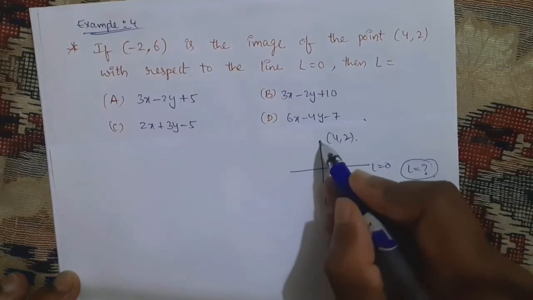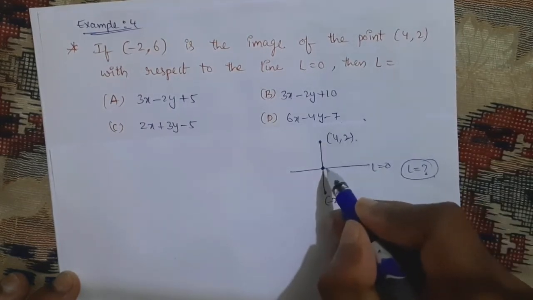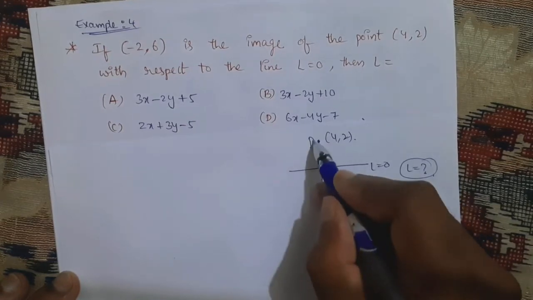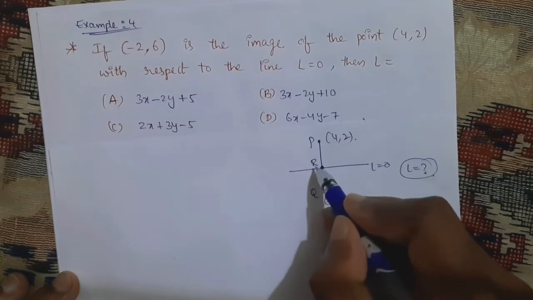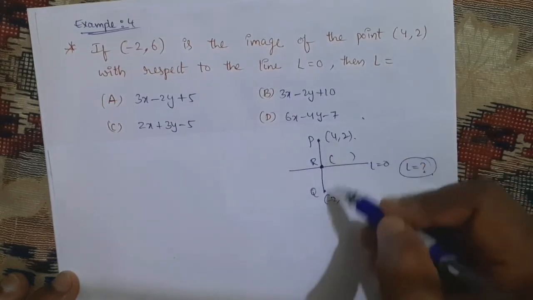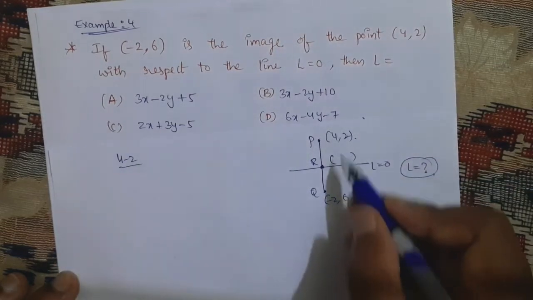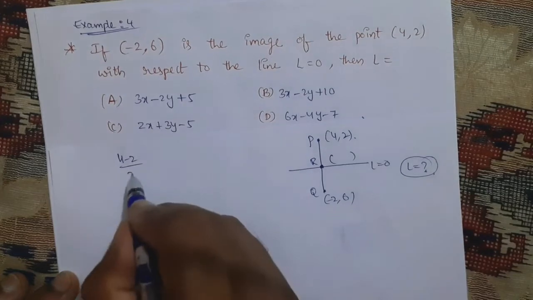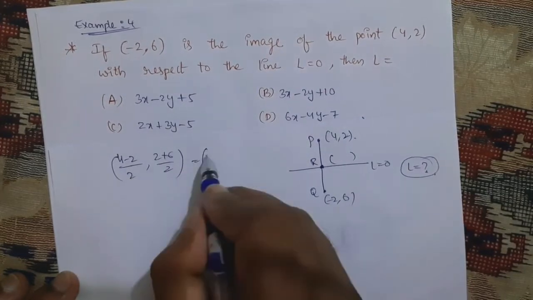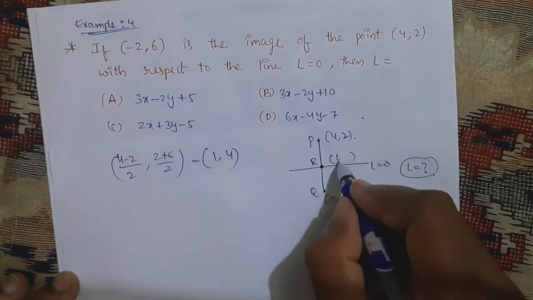As you know, if it is an image, that means this is the foot of the perpendicular, and the foot of the perpendicular is nothing but the midpoint of these two points. For example, if it is PQ, then this will be the midpoint of these two. To find this point, use the midpoint formula: ((x1 + x2)/2, (y1 + y2)/2), which is (4 - 2)/2 = 1, (6 + 2)/2 = 4. So (1, 4) is the point here.